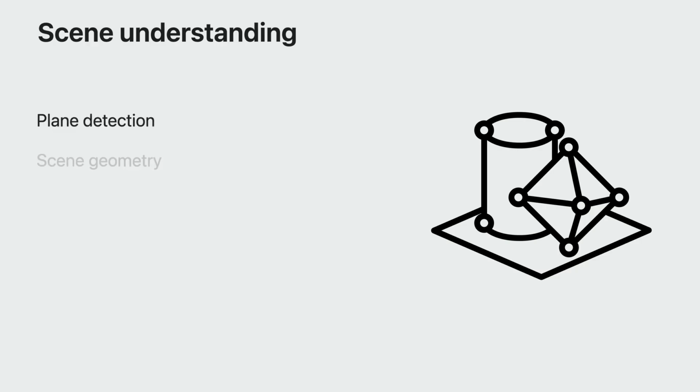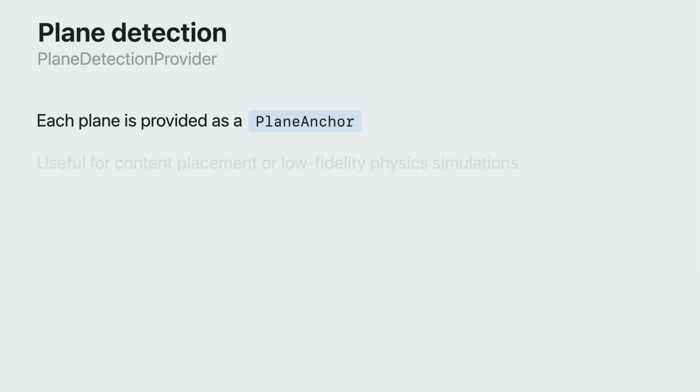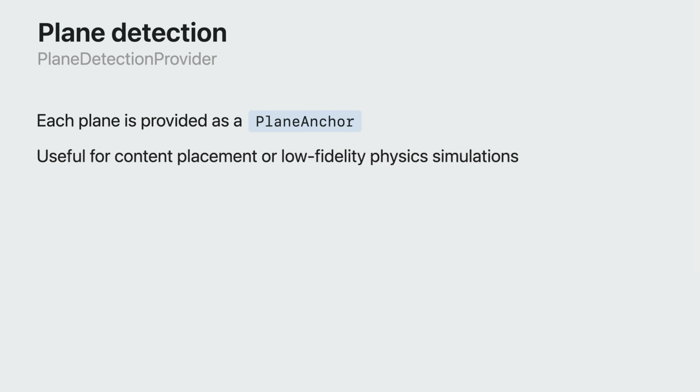Scene understanding is a category of features that inform you about your surroundings in different ways. Let's begin with plane detection. Plane detection provides anchors for horizontal and vertical surfaces that ARKit detects in the real world. The type of data provider that plane detection uses is called plane detection provider. As planes are detected in your surroundings, they are provided to you in the form of plane anchors. Plane anchors can be used to facilitate content placement, such as placing a virtual object on a table.